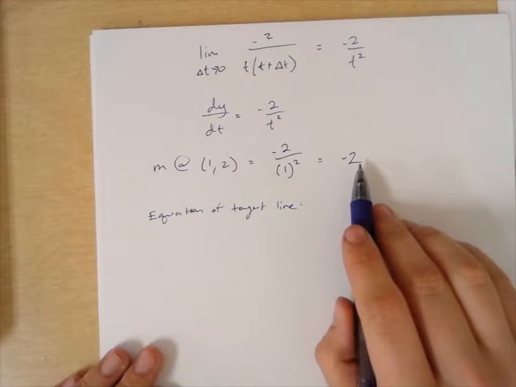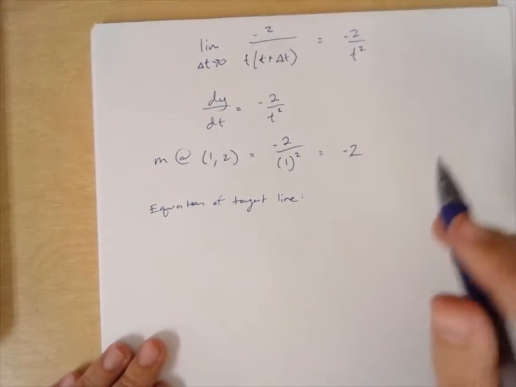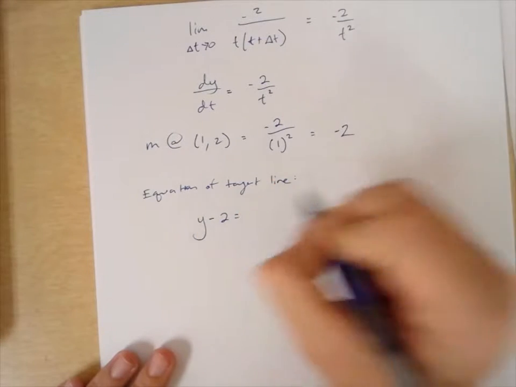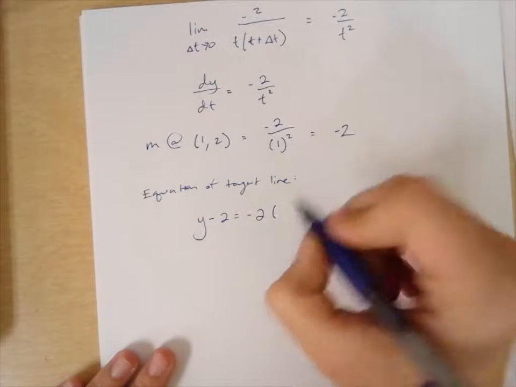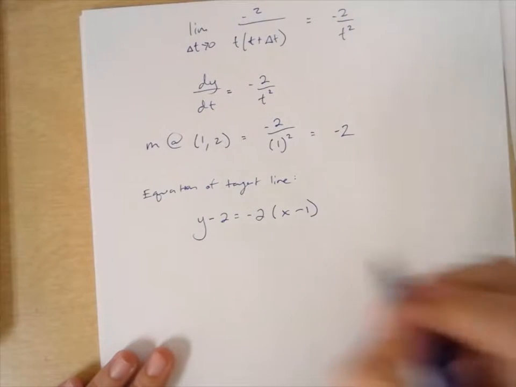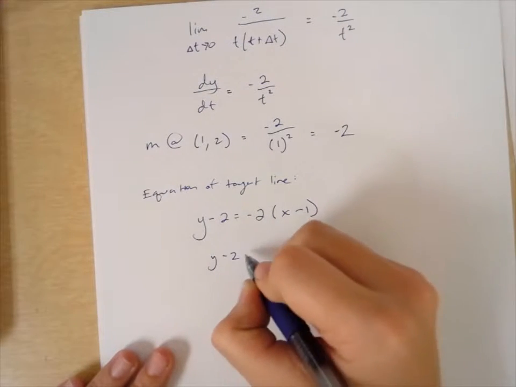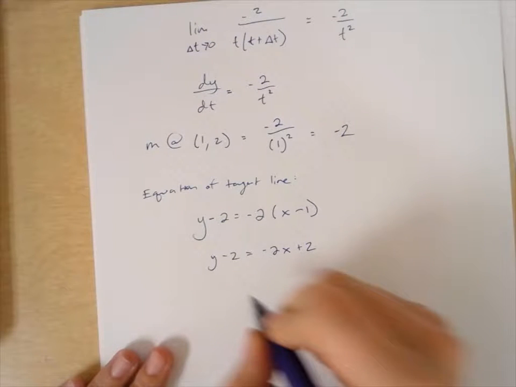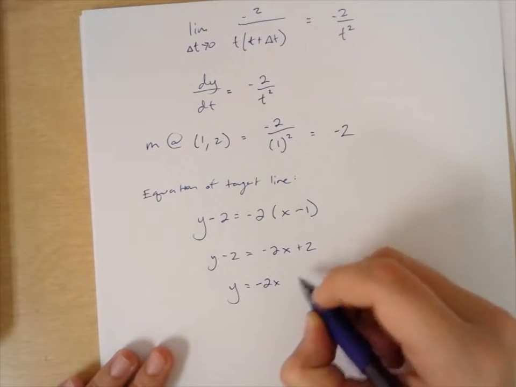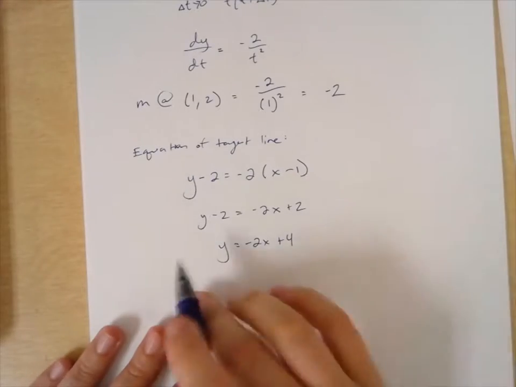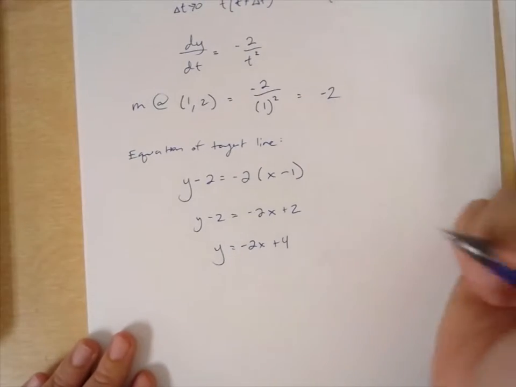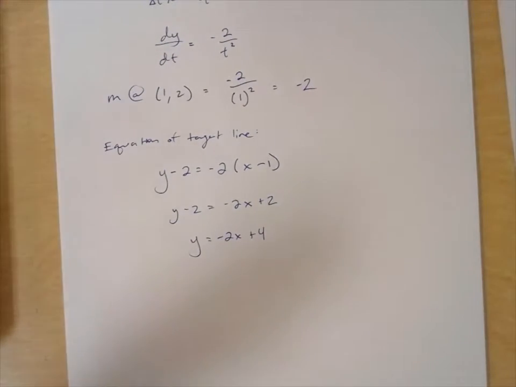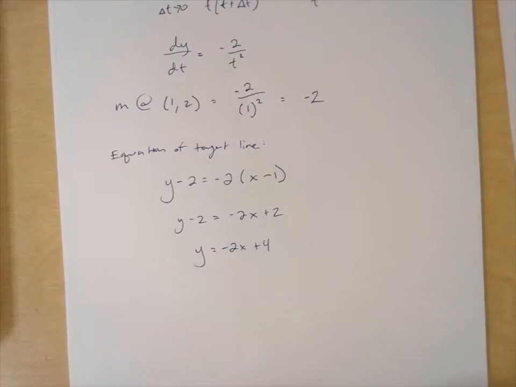So now to get the equation of the tangent line, we have an m and we have a point, so we're going to use our point slope form. We're going to say y minus 2 equals negative 2 outside x minus 1. Y minus 2 equals negative 2x plus 2. Y equals negative 2x plus 4. So here is the equation of the tangent line. And we've answered that question fully, so we're ready to move on.